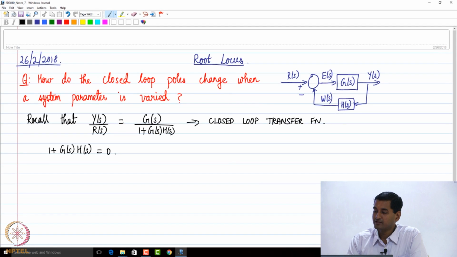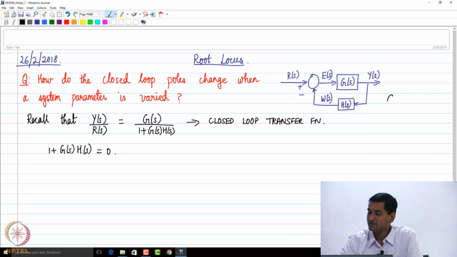So, if you recall, in the last class I just stopped with a brief introduction to root locus. We saw that the standard feedback block diagram is going to be in this form. That is what we have been studying, and we essentially know that the closed loop transfer function Y(s)/R(s) is going to be G(s) divided by 1 plus G(s)H(s), with G(s) being the forward path transfer function and H(s) being the feedback path transfer function.